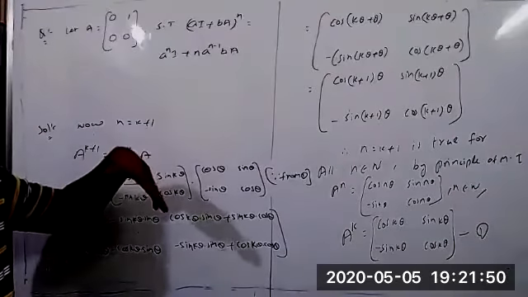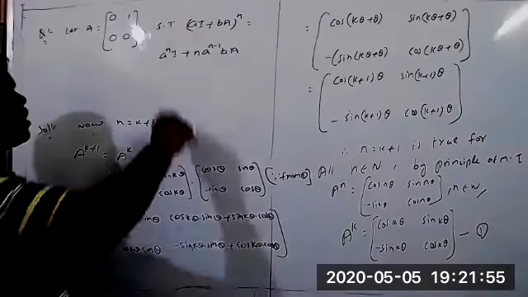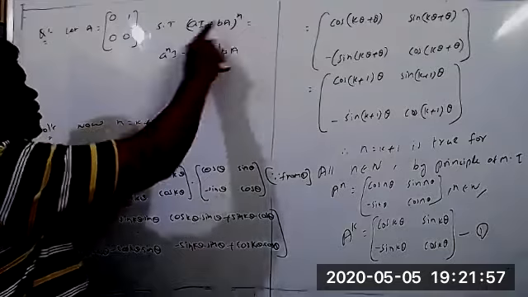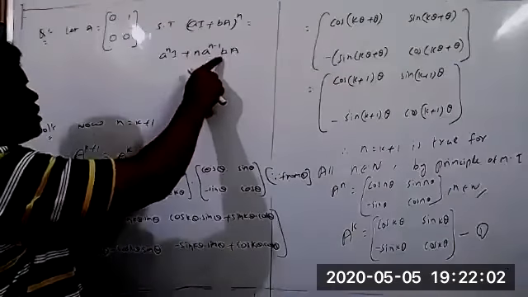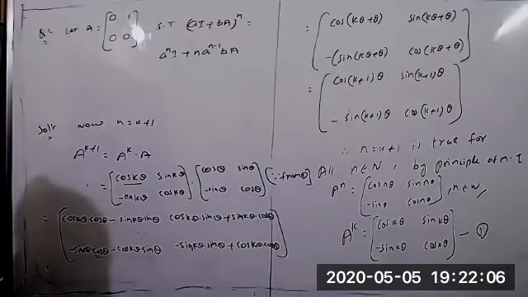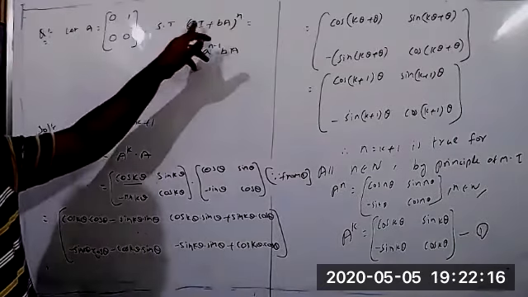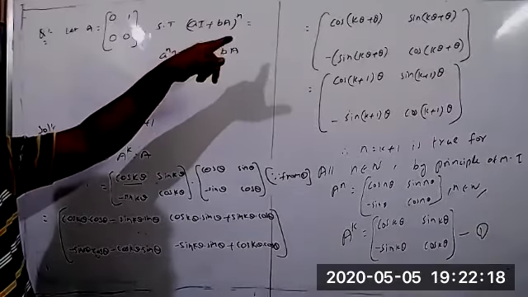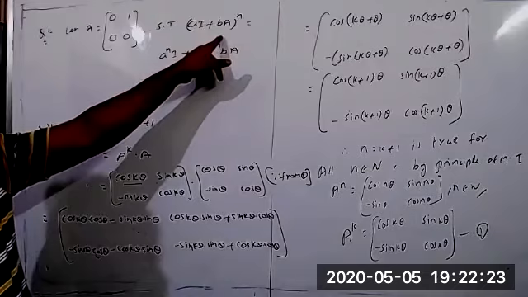Then come to n equal to k. Just substitute n equal to k there. So what do you get? (aI plus bA) whole power k equal to a power k I plus k into a power k minus 1 into bA. Take this as the first equation. Then immediately you can take n equal to k plus 1. So (aI plus bA) whole power k plus 1 equal to (aI plus bA) whole power k into (aI plus bA).